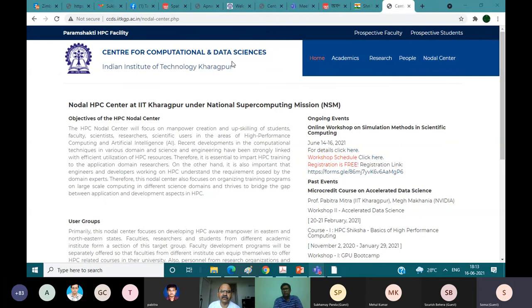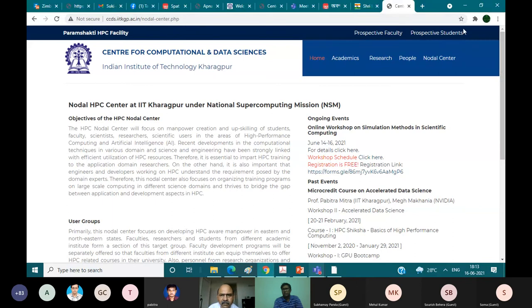Yeah. You can also see we maintain a website for the Nodal Center, ccds.iitkgp.ac.in, and there you will find the Nodal Center and our activities. The Nodal Centers also jointly arrange some of the workshops, which will be reflected here. And Ashish sir can also tell about AI Shiksha and the other websites.